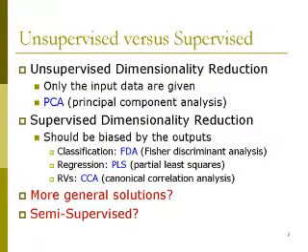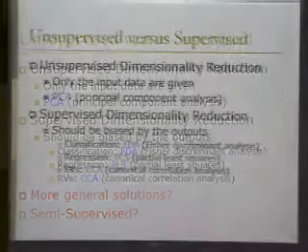So let's talk about unsupervised and supervised. Most people working on dimensionality reduction are working on unsupervised dimensionality reduction, where we are only given the input data. The most popular method is PCA, the principal component analysis. We will briefly review this in a moment.